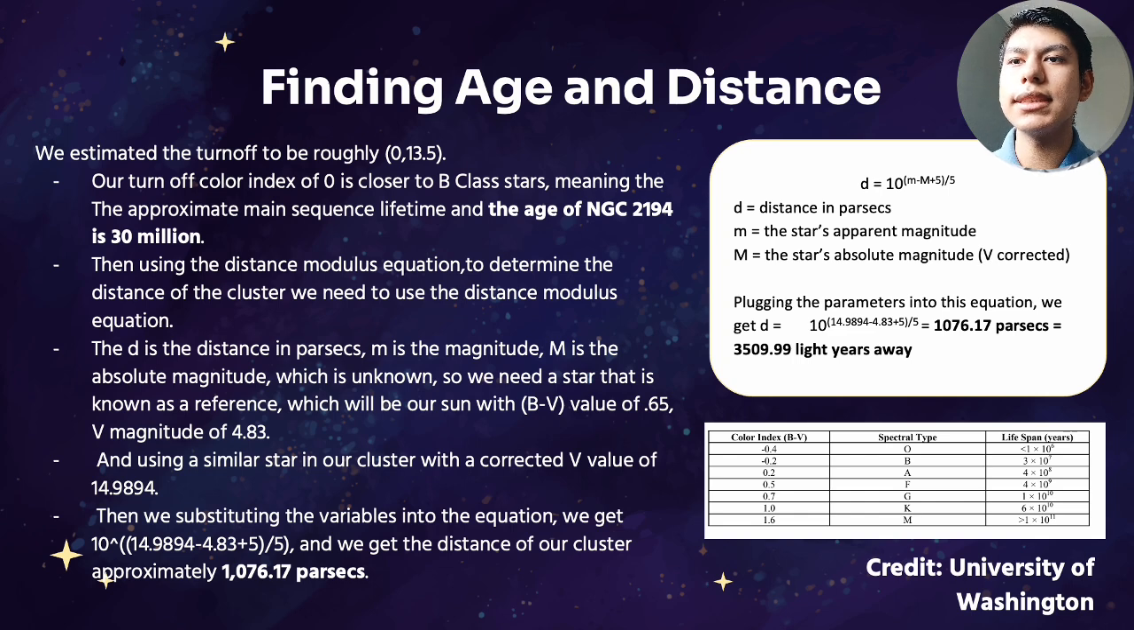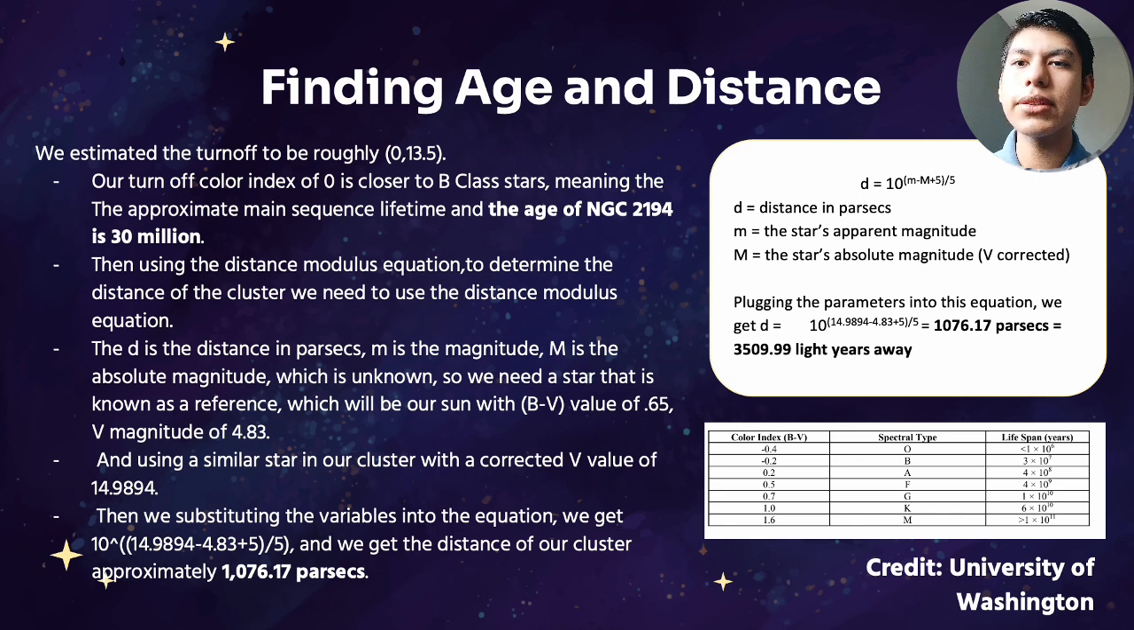Finding age and distance, we estimate the turnoff to be roughly 0, 13.5. Our turnoff color index of 0 is closer to a B-class star, meaning the approximate main sequence lifetime, the age of NGC 2194, is 30 million years.